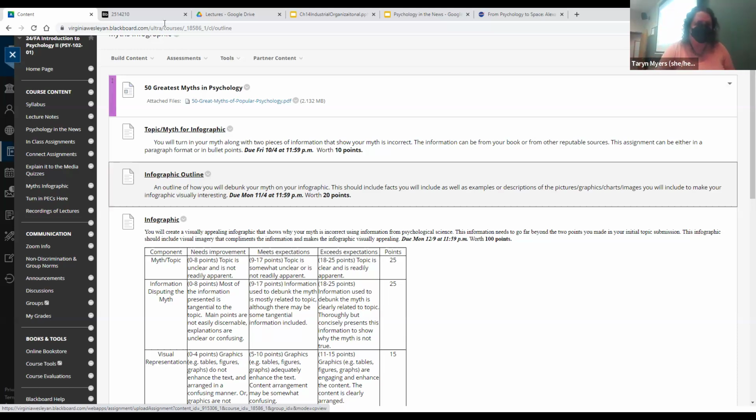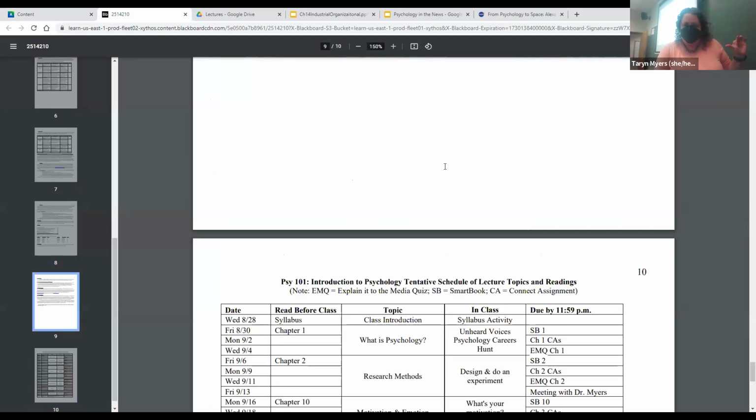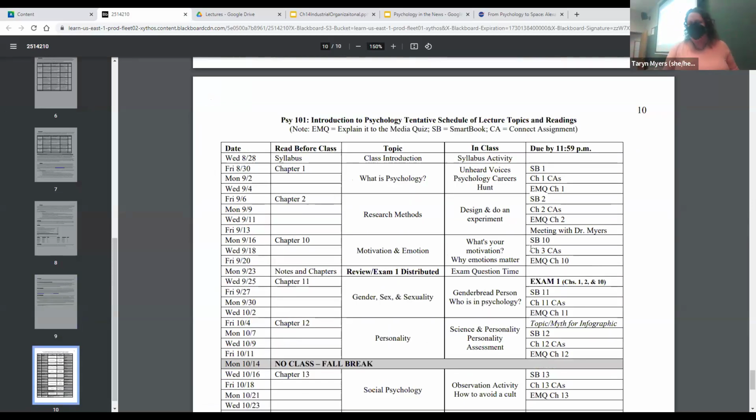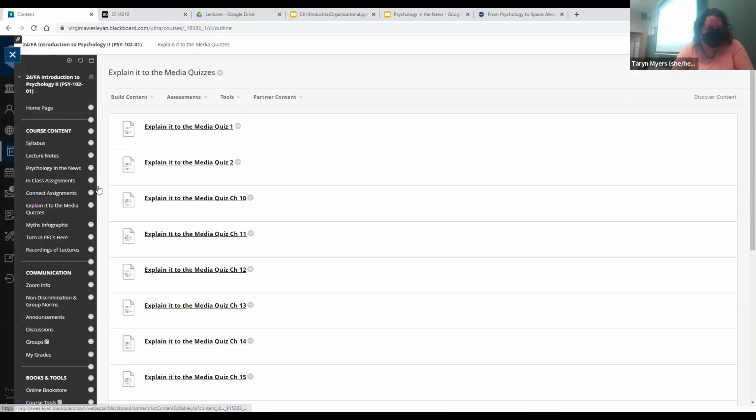Let me see, let me make sure I'm covering everything. So yeah, make sure you're doing the SBs, the smart book assignments, where it kind of walks you through the chapter. Honestly, if you're doing those first, you might not have to go back and read the chapter because it kind of walks you through the whole thing. The Connect assignments are the more interactive ones. A lot of these are about like where things are in the brain or things along those lines. And then the Explain It to the Media quizzes, which are again on Blackboard over here.